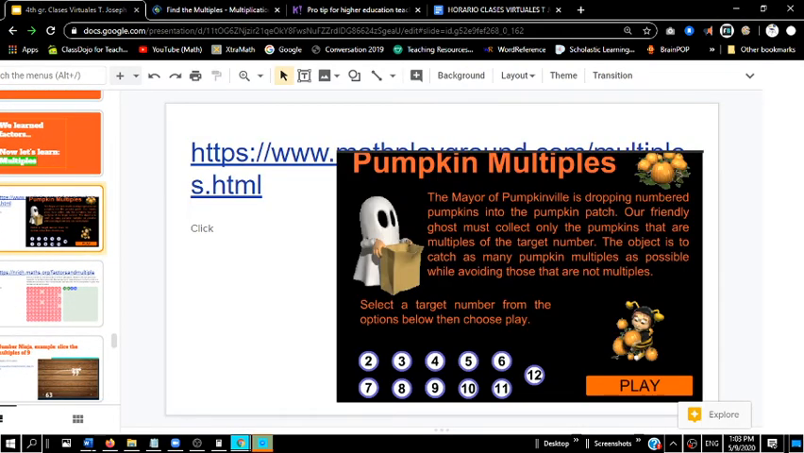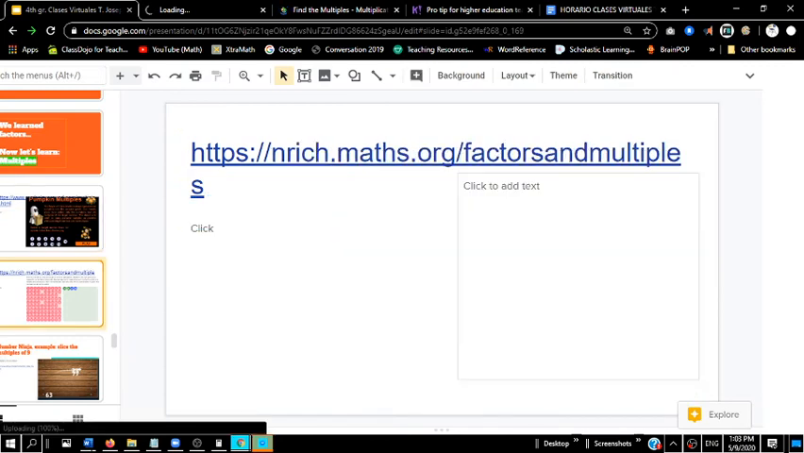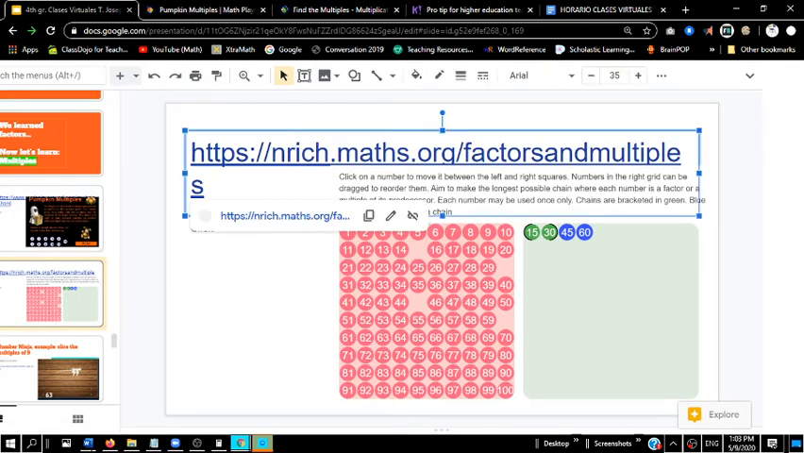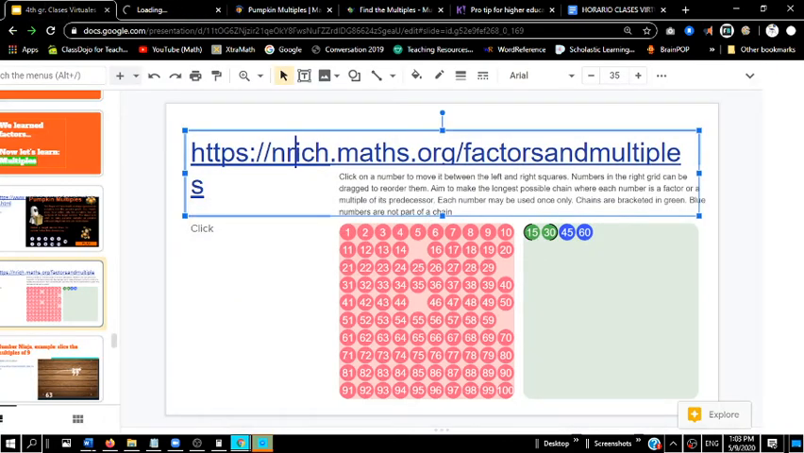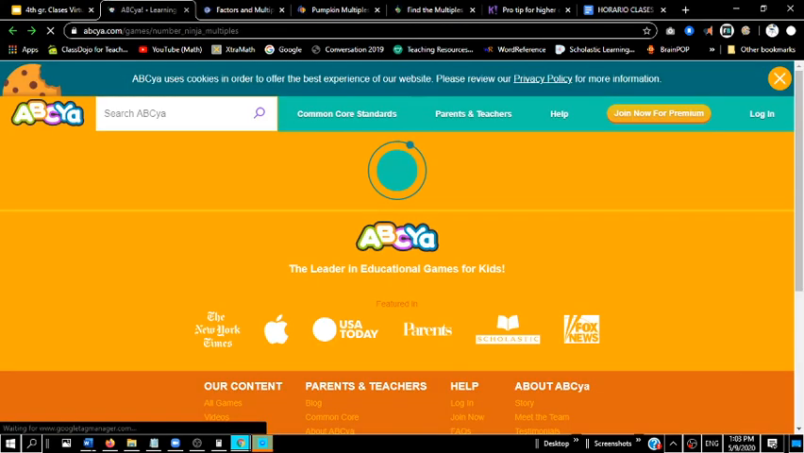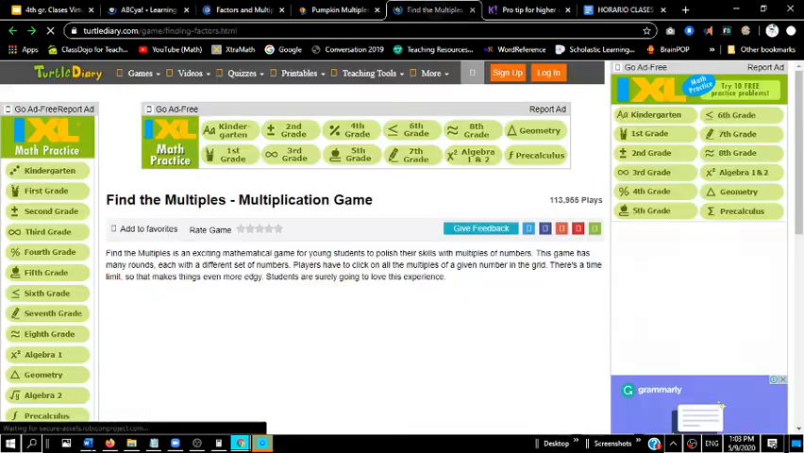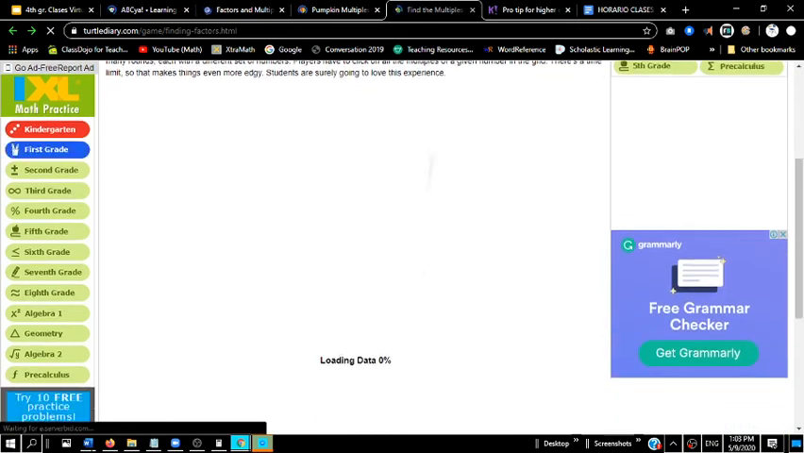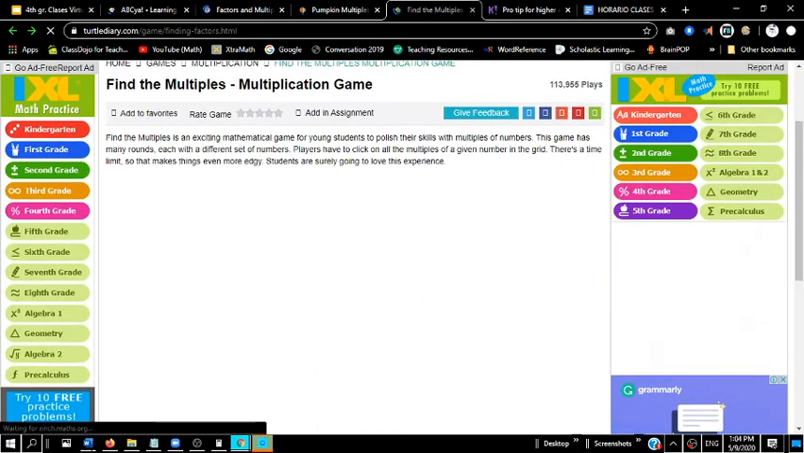There's this pumpkin multiple, which is on mathplayground.com. And this one right here is called enrichmaths.org. I'm going to have all those load, and I will put the links inside of the YouTube video. Okay, these are all really great games. And then this last one, you're really, really going to love. It's called Math Ninja. All right, so let's look at that first one. You can find the multiple. It's still loading. Give it a second.